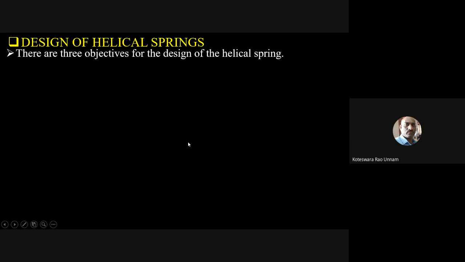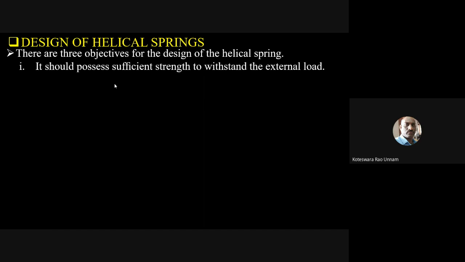I think I already told you this in the beginning when we were taking up the calculation of the stresses in the spring. The design is based on three criteria. One is it should possess sufficient strength to withstand the external load. That type of design criteria we call a strength criteria. Whenever you have a strength criteria, you need to determine the stresses in the spring, and then compare whether the individual stress is less than the allowable stress or not. If it is satisfied, then we can say the design is safe.